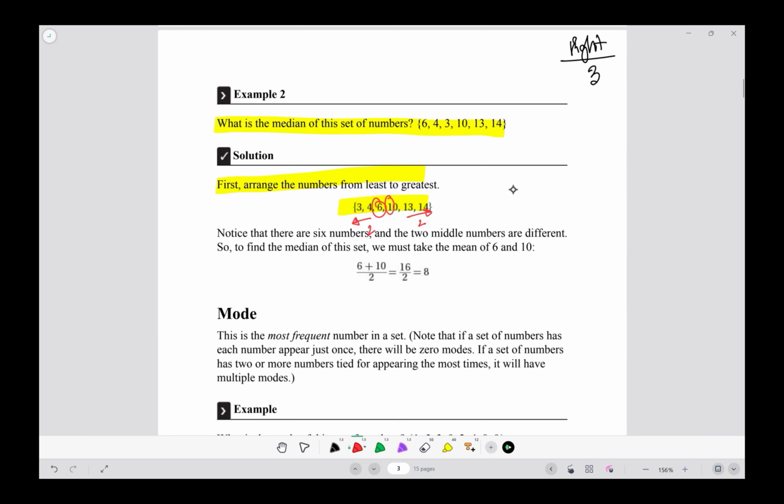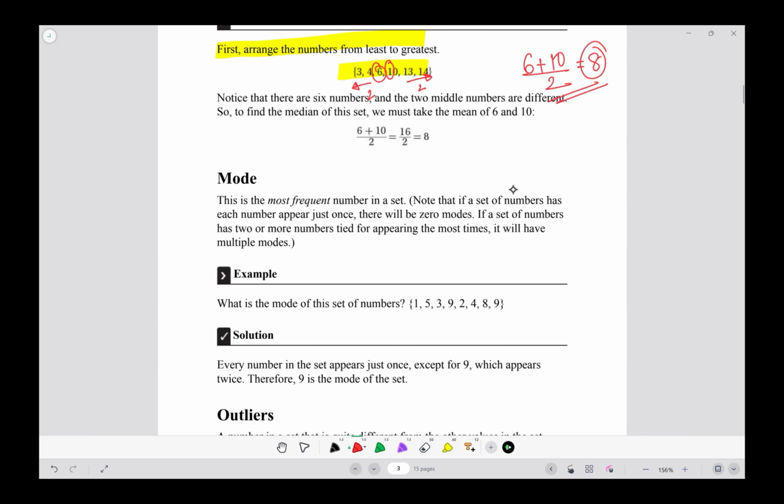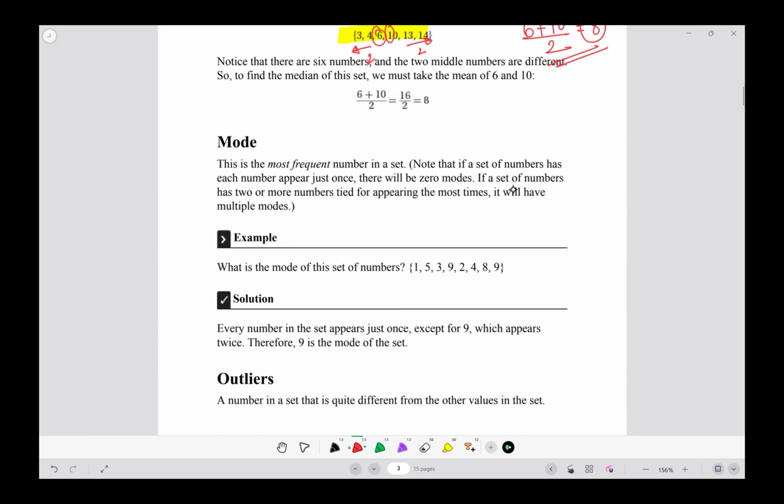So you are just going to add them, and you are going to divide them. So 8 is the median. Do you get it? Yeah. Okay. So we have mode.